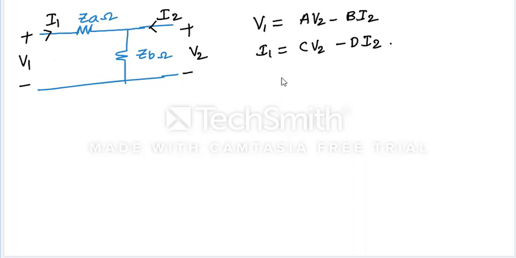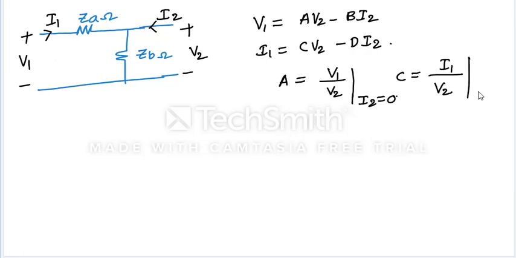So from this, what can I say? A is equal to V1 by V2 when I2 is equal to 0. Next, C is equal to I1 by V2 when I2 is equal to 0. So by making I2 equal to 0, we can get both A and C. First we will get these two, A and C.